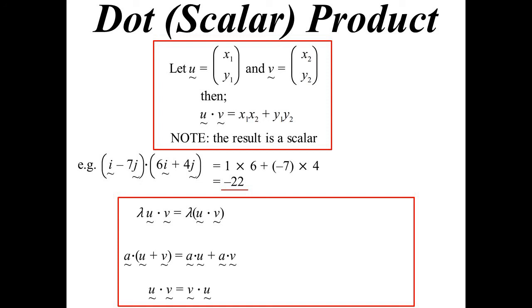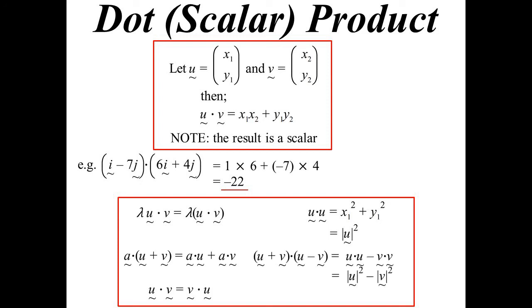Yeah, commutative, doesn't matter which way around you have it. U dot V will be the same as V dot U. U dot U, you could multiply it by itself, but look what happens. You'll end up with the x value squared plus the y value squared. Well, there's a neater way of writing that, because we saw that the square root of x1 squared plus y1 squared was the magnitude of the vector. So u dot u is the magnitude of the vector squared.